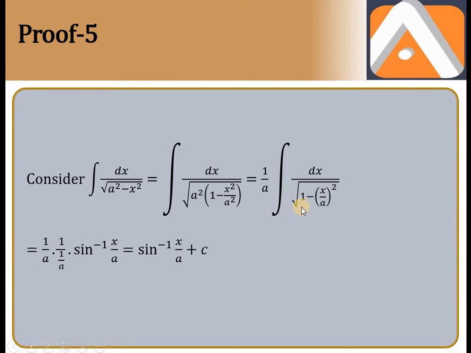Now see, 1 upon 1 minus x square, that is sin inverse x. So sin inverse x by a you will get. But in place of x we have x by a, so we should divide with the differentiation of x by a. So if I divide with the differentiation of x by a, that is divide with 1 by a, this a will get cancelled: sin inverse x by a plus c.